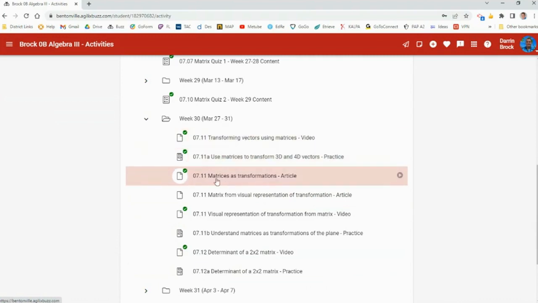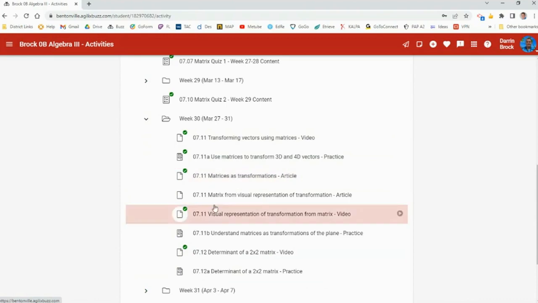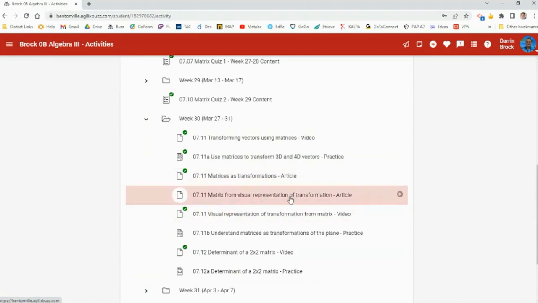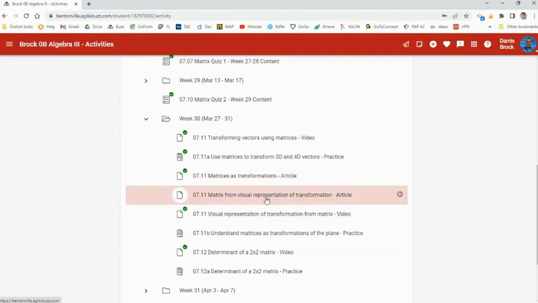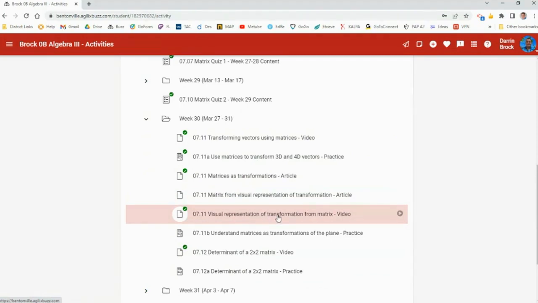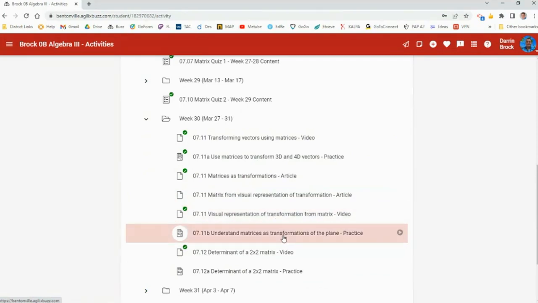And then we have matrices as transformations. You've done transformations in geometry, and we've done transformations in here, where we're transforming a graph, quadratic graphs up and down and all that good stuff. We can use matrices to do transformations. And then a matrix from a visual representation of a transformation. So you've got a couple of articles there and then a video that talks about it. So this will describe it as an article that you can read through, and then the video with the practice assignment on that, on understanding matrices as transformations.